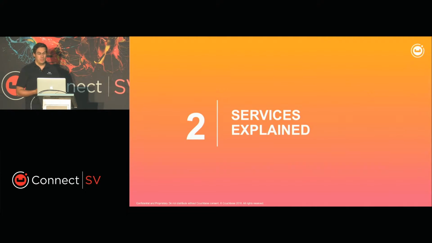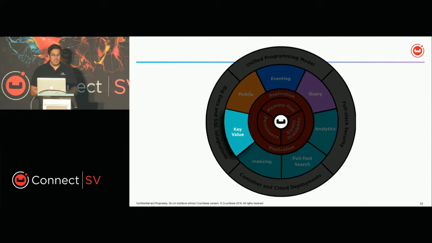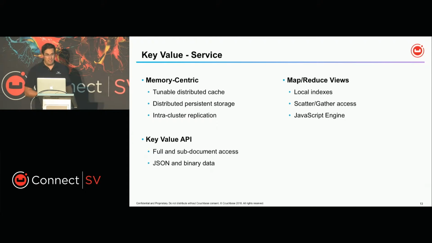So let's go through the services. Since this talk is called Going Forward from KV, let's of course start with KeyValue so we know what we are talking about here. What is the KeyValue service? The KeyValue service is, and this is important, a memory-centric distributed persistent cache.